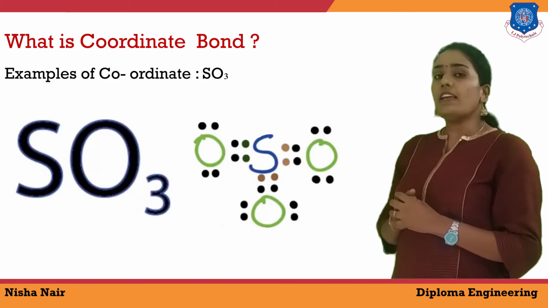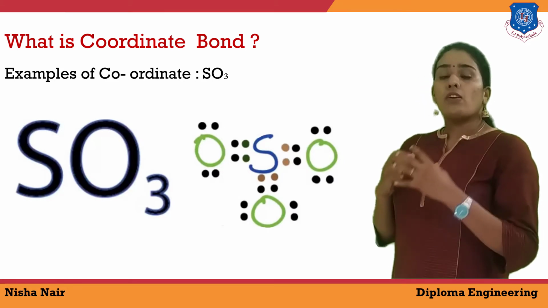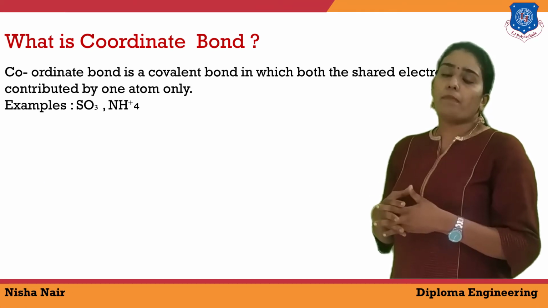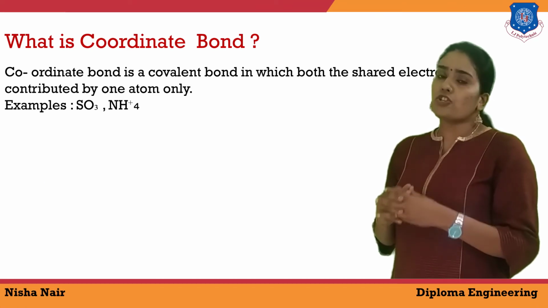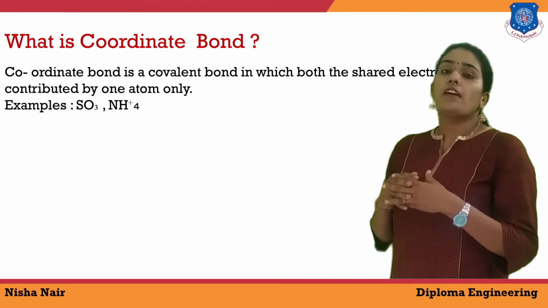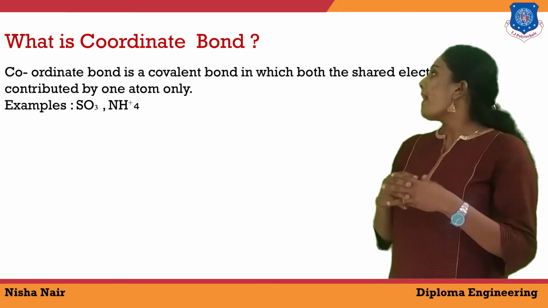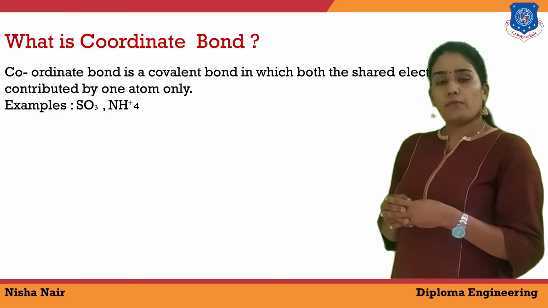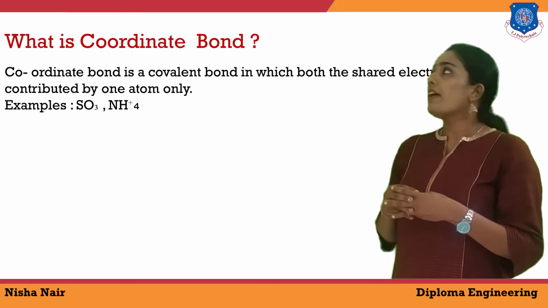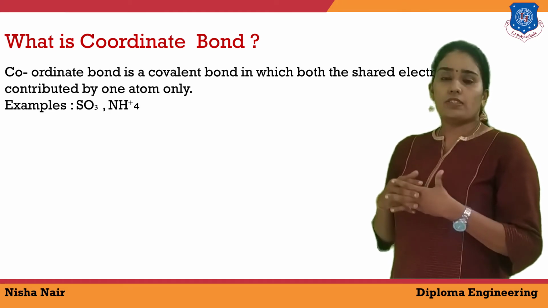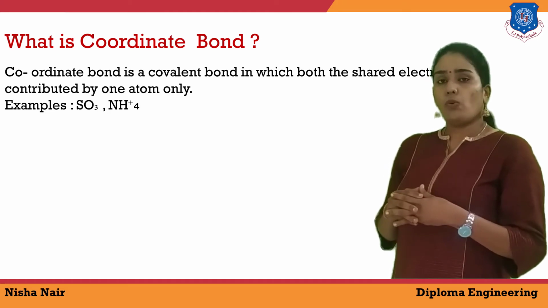So we can say a coordinate bond is a covalent bond, but here the electrons are contributed by one of the atoms. Here also sharing takes place between the atoms, but the contribution of electrons is made by only one atom. Another example of a coordinate bond is the ammonia molecule. The SO3 molecule is also one example of a coordinate bond. So this is an explanation related to the coordinate bond.